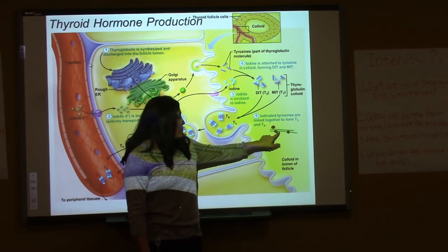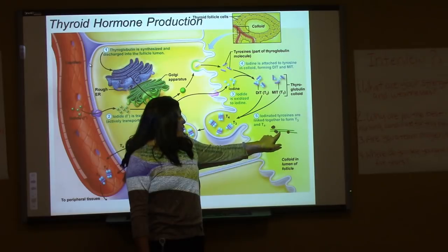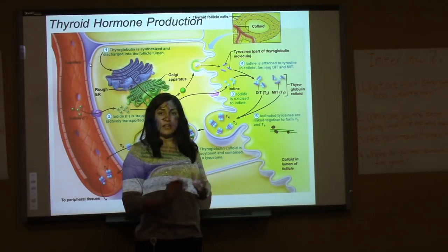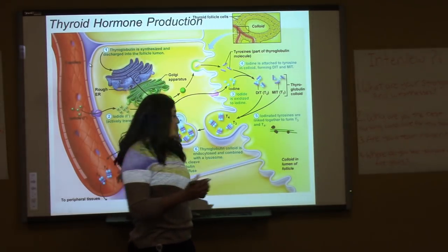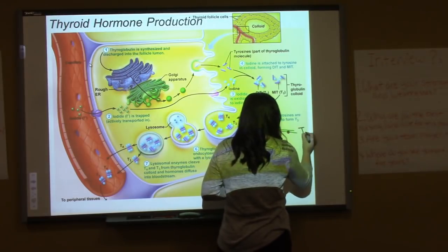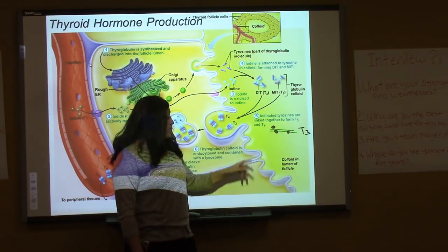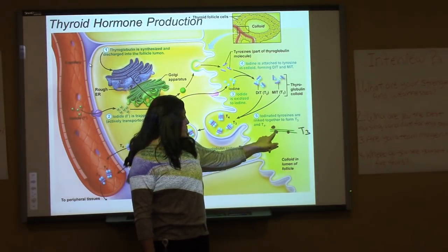So, up here, this is MIT, right here, this is DIT. When an MIT and a DIT come together, it gives you the hormone T3. Why is it called T3? Because it has 3 iodine molecules. 1, 2, 3.